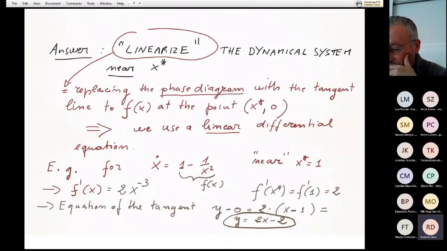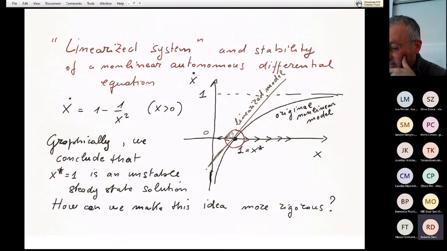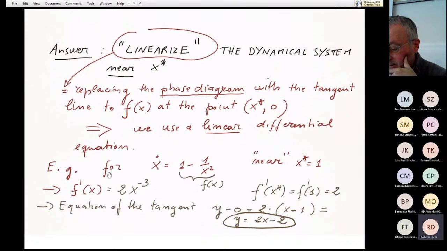This is the function. We need the value of the function at the point of abscissa 1. What is the value of the function at the point of abscissa 1? It is 0. If you replace 1 here, you get 0. Of course, f of x is 0 because it is a steady state. We linearize near steady states. The derivative f prime of x is equal to 2 times x to the power of -3. At the point of abscissa 1, this is equal to 2. This is all we need already.